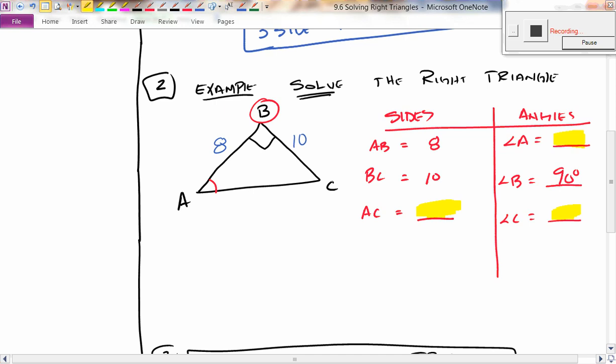AC. Why is AC the easiest thing to get? You guys all said AC right away. How come? Yeah, Ursula, you can use the Pythagorean theorem. So let's go ahead and do that. What is the Pythagorean theorem? Okay, a squared plus b squared equals c squared. How do I apply that to this, though? 8 squared plus 10 squared equals AC squared. All right. Okay, Jordan, how much is 8 squared?